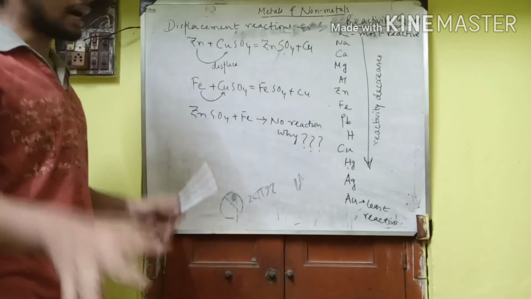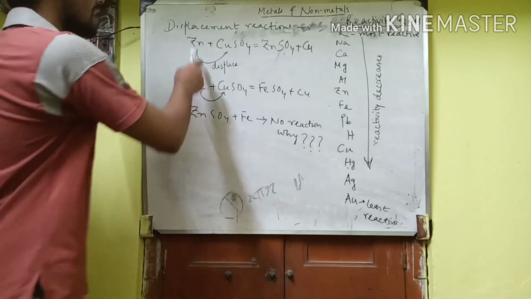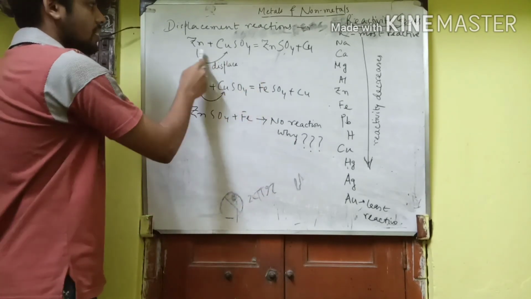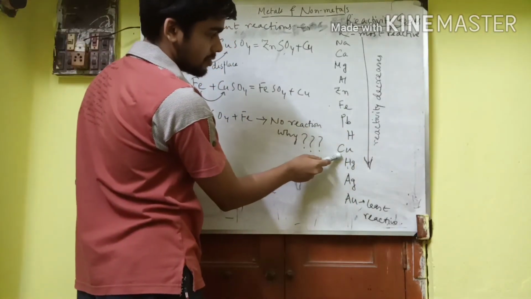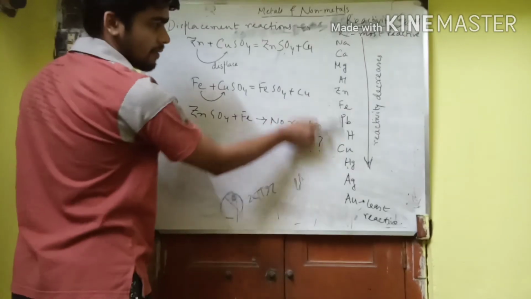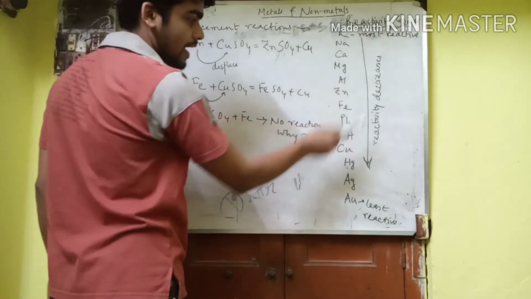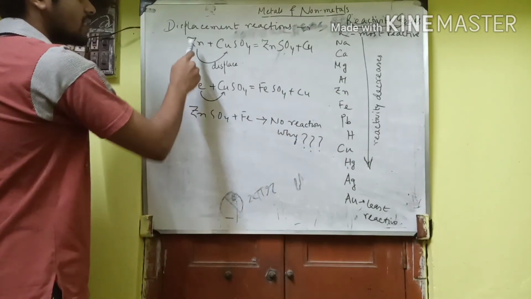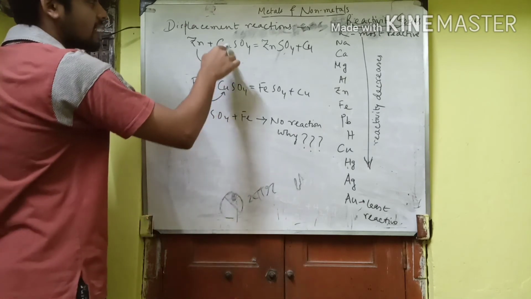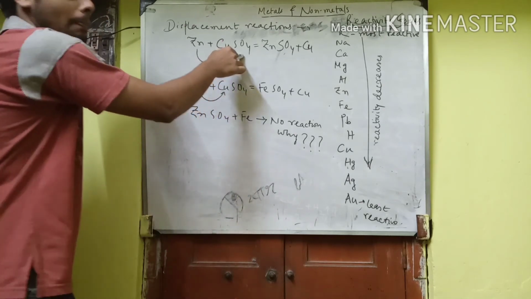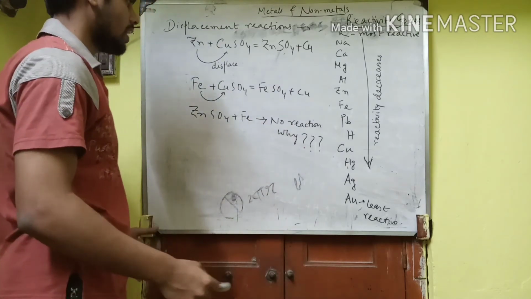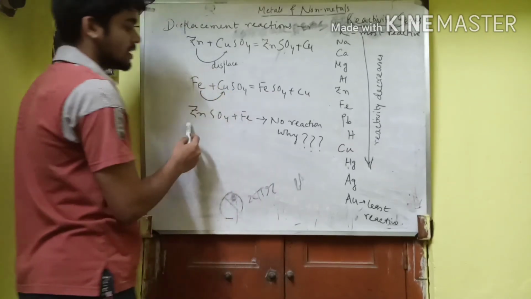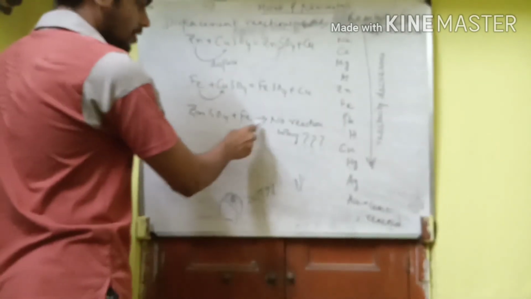Now you look, this is copper sulfate. So basically, zinc lies above copper, so zinc is more reactive than copper. So zinc can replace copper from its compound and make it free, or single. Okay, but here we have zinc sulfate and ferrous iron.